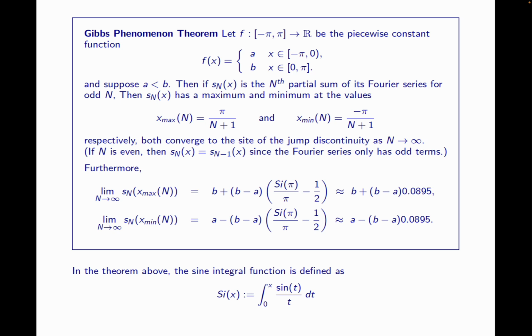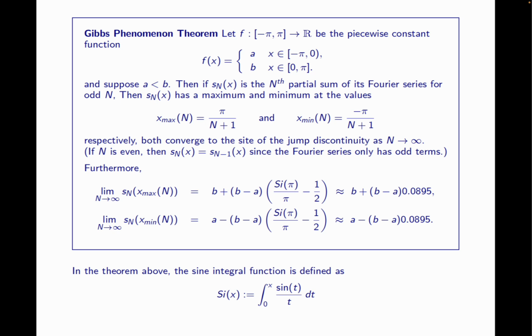Yes, the Gibbs phenomenon theorem. So if Sn is the nth partial sum of the Fourier series, the truncation to n terms, for odd n, then Sn has a max and minimum at the values we have mentioned before, pi over n plus 1 and negative pi over n plus 1, respectively, where both sides are going to converge to the jump discontinuity as n goes to infinity. And again, if n is even, then Sn is equal to the previous odd term, because the Fourier series only has odd terms.